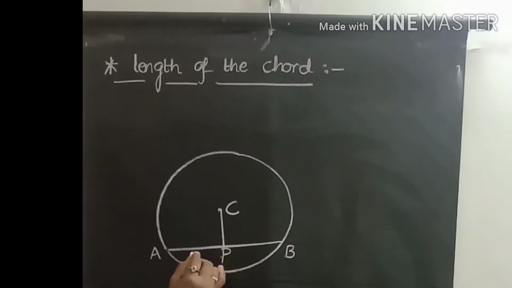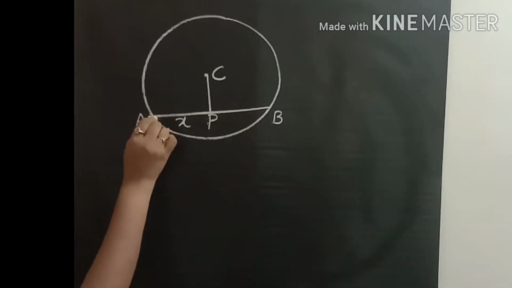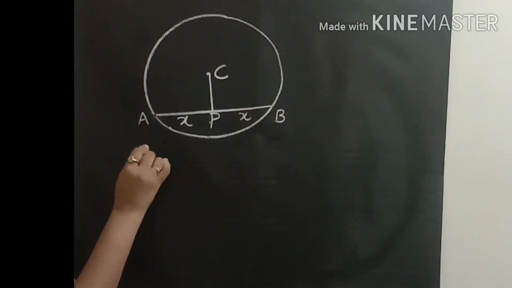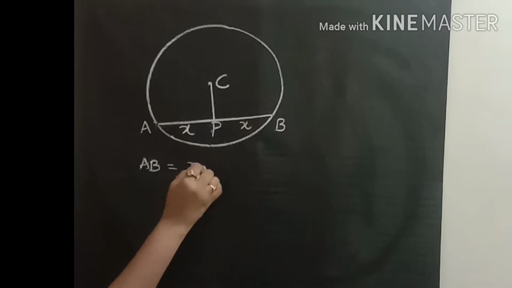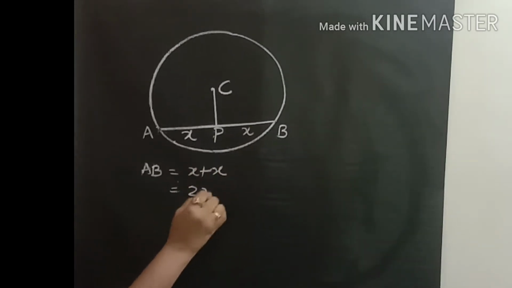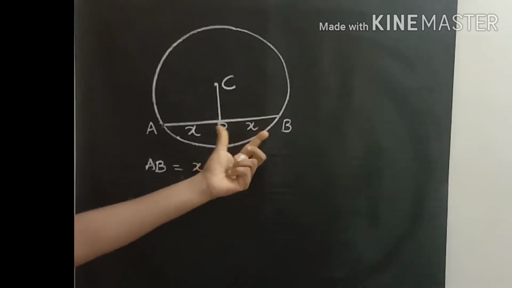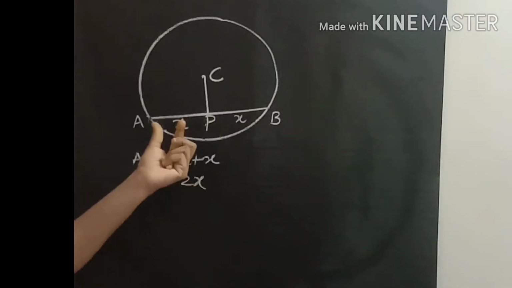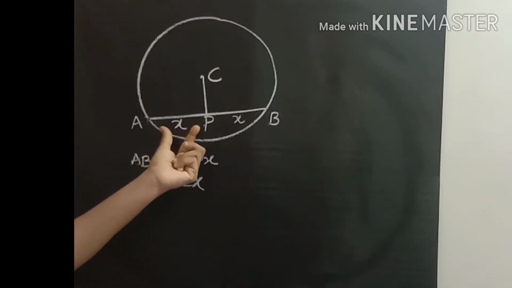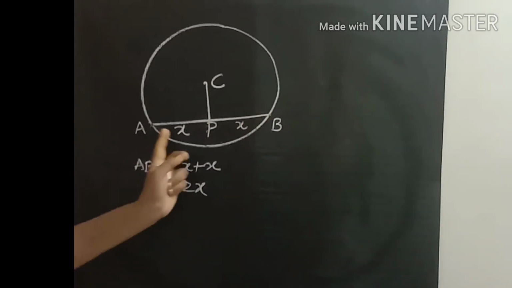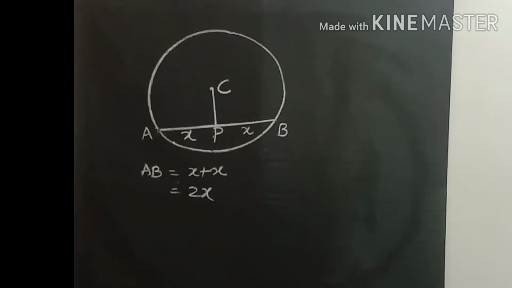So suppose the length of AP is equal to x, then the length of BP also becomes x. Therefore the length of the chord AB is equal to x plus x, which is 2x. Here the perpendicular divides the chord into two equal parts, so these two lengths are equal. So let it be x. Each part has length x, and the length of the total chord AB is x plus x, that is AB is equal to 2x.